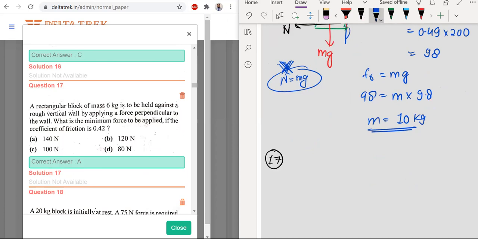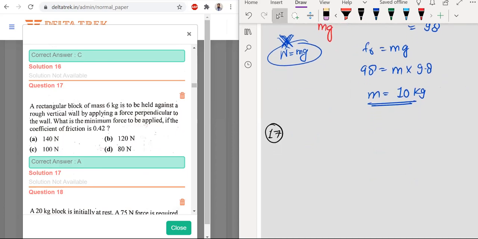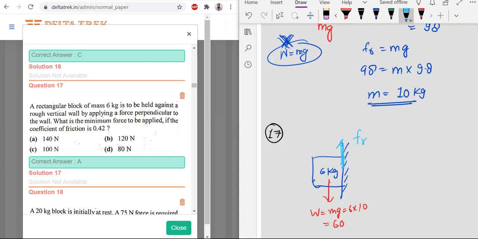Same, a box held against a wall, 6 kg. So this is 6 kg. So now we know the mg. What is going to pull it down? So this mg is 6 into 10, I'll say 60. Now what is going to oppose it? It is the friction. Friction, we need to check whether it can oppose or not.